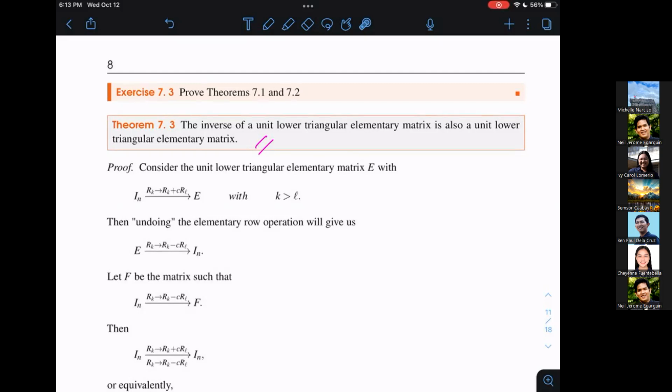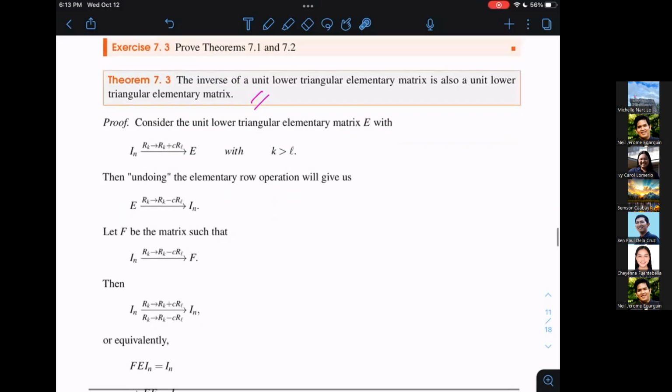So gusto kong ipakita na ang inverse ng isang unit lower triangular elementary matrix ay unit lower triangular elementary matrix din. Ang daming nangyayari, no? So sasabihin niya lang ang inverse ng isang lower triangular elementary matrix ay lower triangular elementary matrix din. And this will give you an idea of how to prove theorem 7.1. So, nangyari dito ay, okay. So, let's consider a unit lower triangular elementary matrix E.